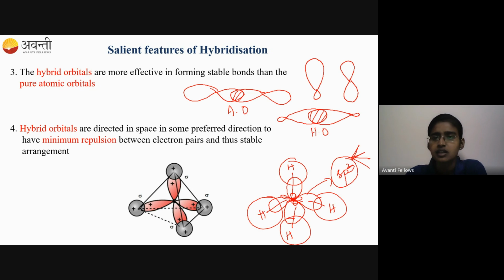Got it? So any doubt from the hybridization definition and the features of hybridization for JNV Ramnagar and for Virendra?